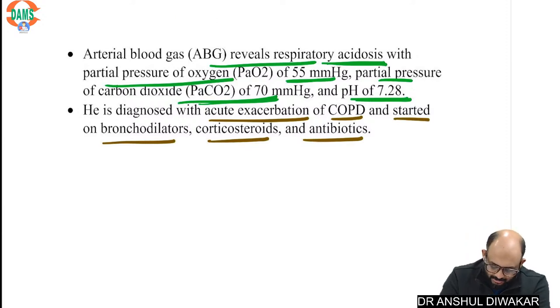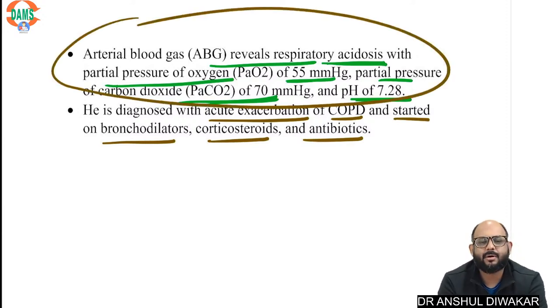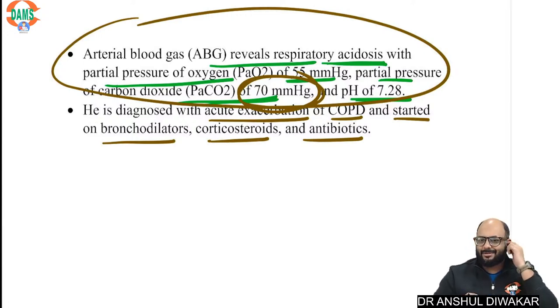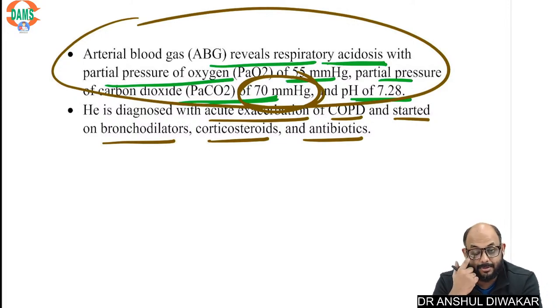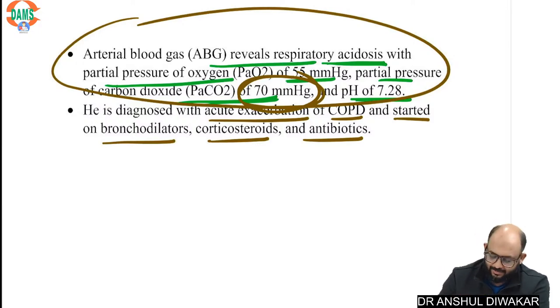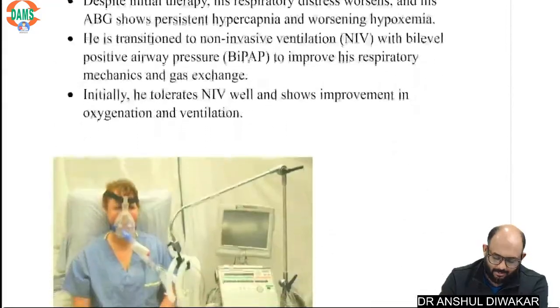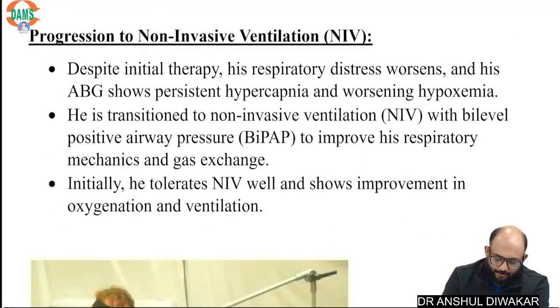Now, the picture looks a little more difficult. So simple oxygen therapy is not going to decrease this PCO2. He's having type 2 respiratory failure where he is not able to exhale the excess carbon dioxide. So now you need to intervene so that you increase the minute ventilation. For that, we use something called NIV. So now we'll progress to non-invasive ventilation.